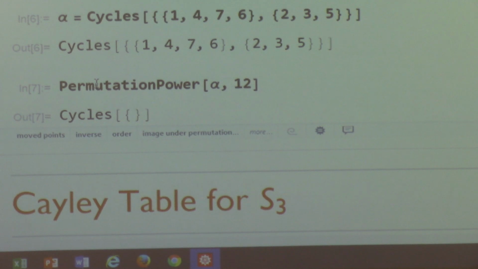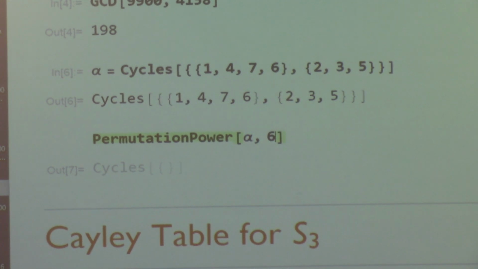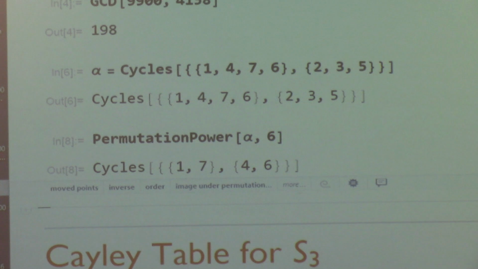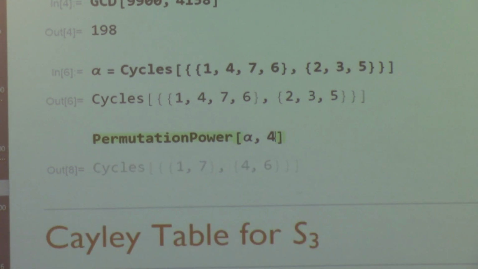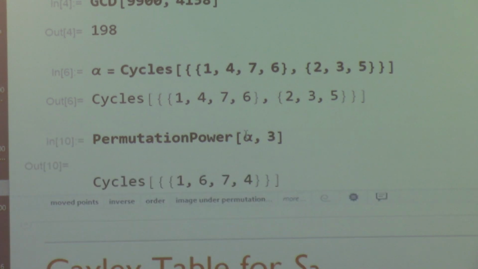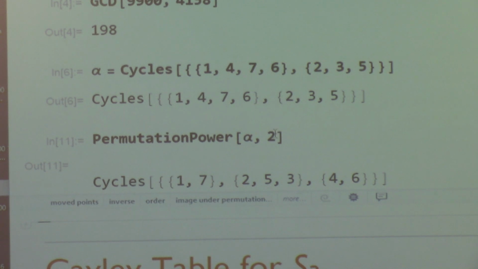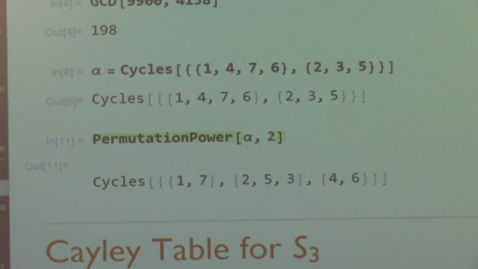Yep. If we raise it to a lower power, say, for example, the 6th power, and wonder if we get back to the identity, we will not, because the order of this permutation is 12. We also do not get the identity when we put in a 4, or a 3, or a 2, which are all divisors of 12. 12 does have to be the order of this thing.